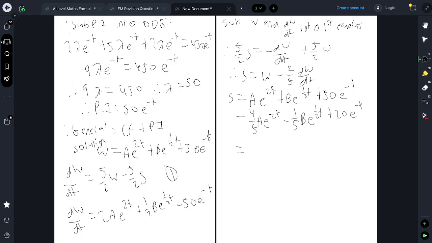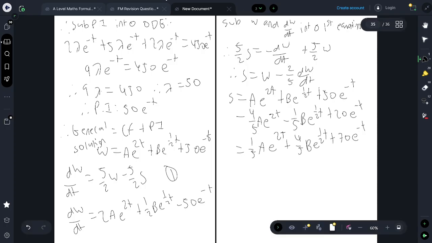We can simplify this, right? So that would be a minus 4/5 a, that would be a fifth a e to the 2t. b minus the fifth b becomes 4 over 5 b e to the half t. And then 50 plus 20 is 70 e to the minus t. Lovely, so that's for 2 marks. Fairly simple. So now we have a general solution for the s and the w.